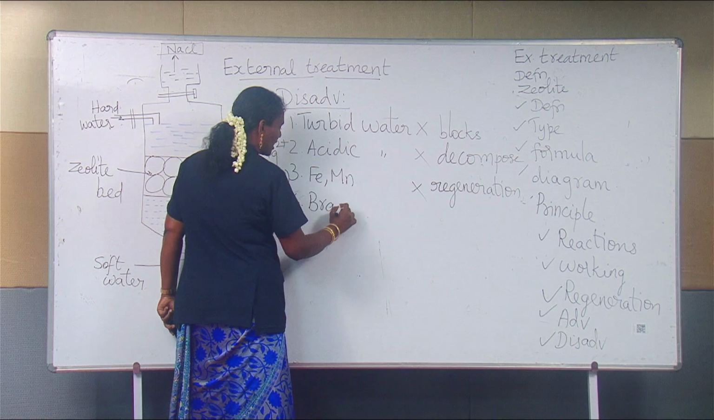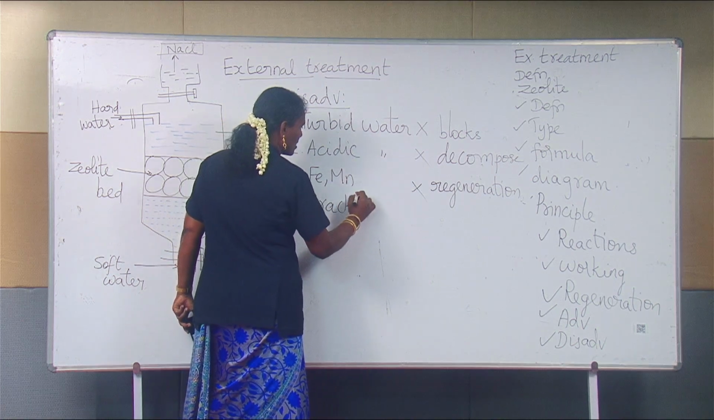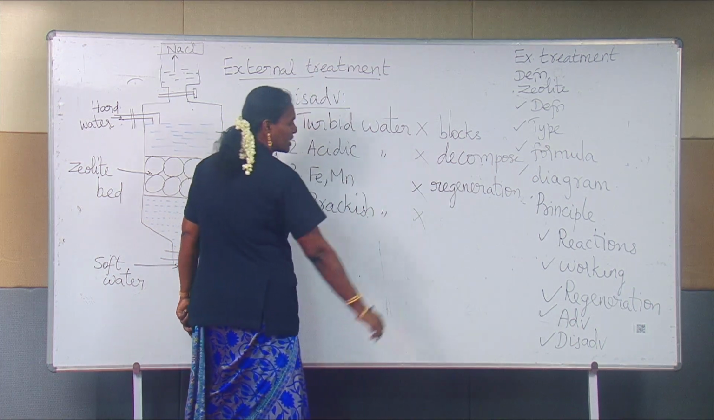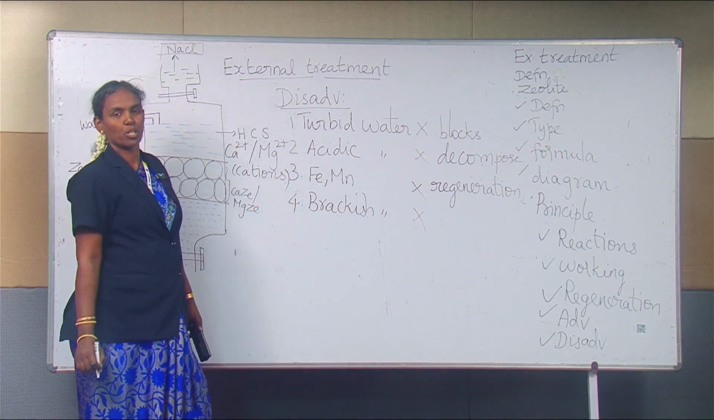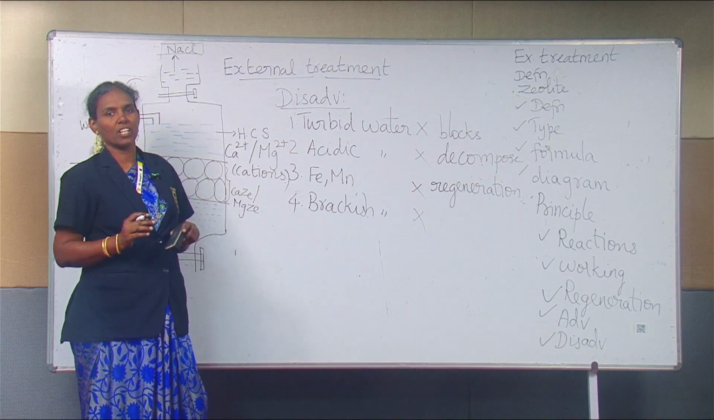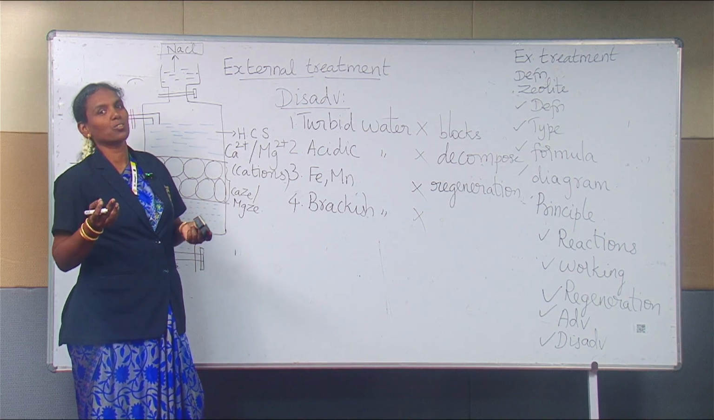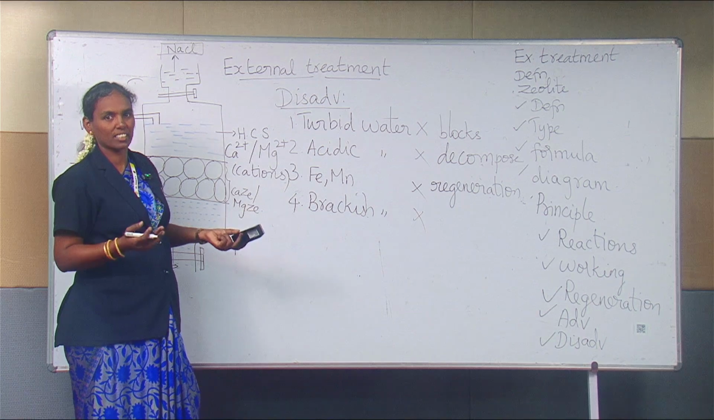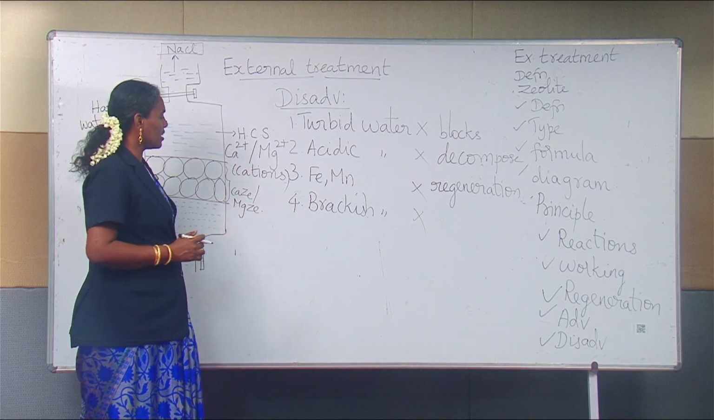Brackish water cannot be treated. Brackish water cannot be treated because brackish water itself contains sodium ions. So, there are no ions to replace. So, it cannot work. So, brackish water we cannot take.